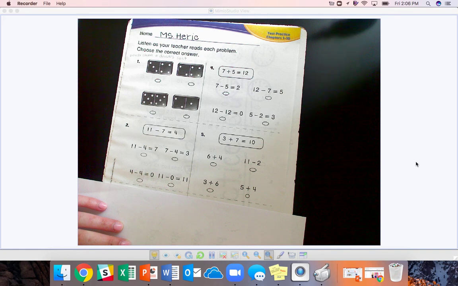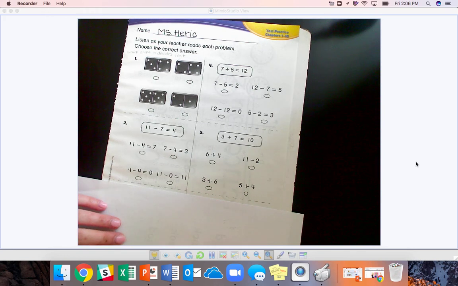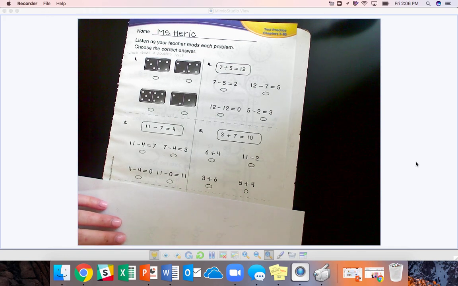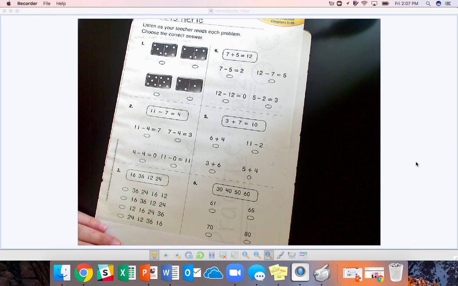Number 2. Which number sentence is a related fact to 11 minus 7 equals 4? At the end, we'll go back and I will show you the answers. Right now, you're just following along. Please put these numbers in order from smallest to biggest.